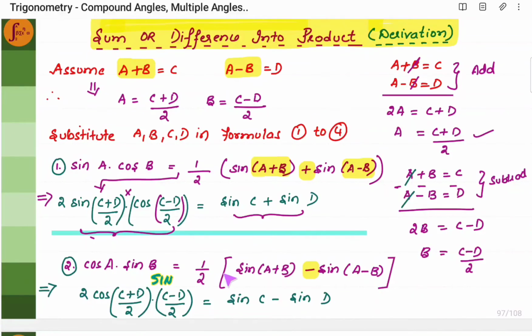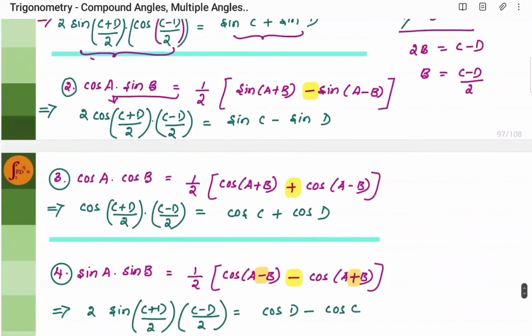What was the second formula? Cos a sin b, reverse of this. Cos a sin b is equal to half of the same thing with a negative sign. Now you substitute a, b values, right? a plus b is c, a minus b is d, a is (c plus d) by 2, b is (c minus d) by 2, right? And you shift half this side. When you shift half this side, it's going to become 2. So the second formula is obtained.